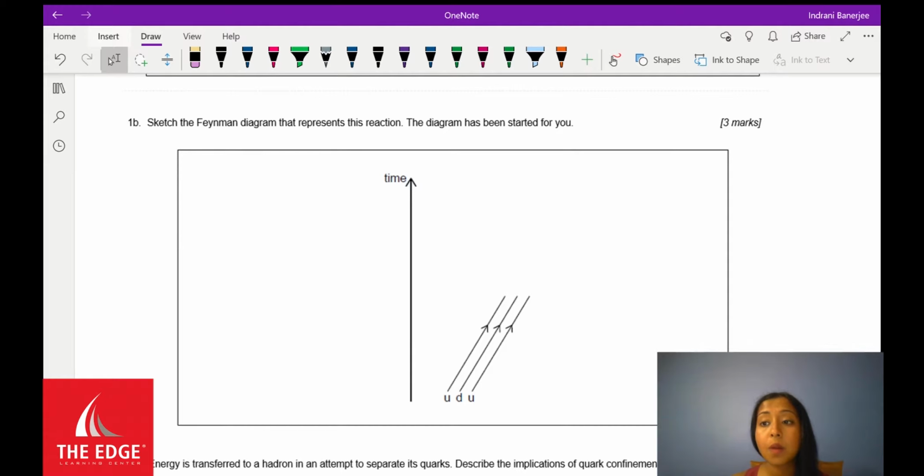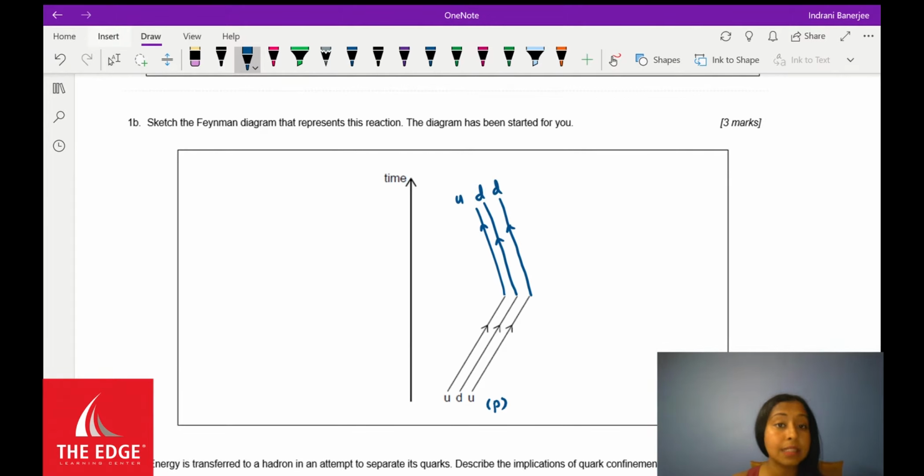The second part of the question is a 3-mark question, and it's asking us to draw a Feynman diagram for the same reaction. So here they've already given us an up, down, up quark composition in the bottom. We should recognize that's a proton, and it'll decay into a neutron, which is made up of 1 up and 2 down quarks. So one of those up quarks has to decay into the down quark.